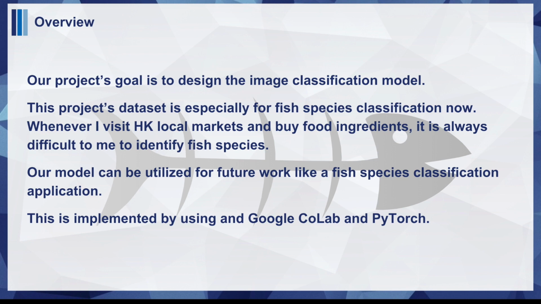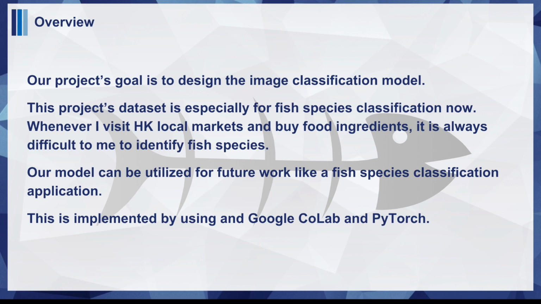The dataset of the project is related to fish species. Whether in Hong Kong or in other countries, when we visit local markets and try to buy some food ingredients, sometimes it's hard or challenging for us to identify some of the fish species. Probably the easiest one, like salmon, is not hard for us, but maybe there are other species that we require some help with, and maybe we need to check the label before knowing what we are buying. So with our model, we'll try to help people have easier access and easy understanding of what they are buying, and to know more about different families of fish species.